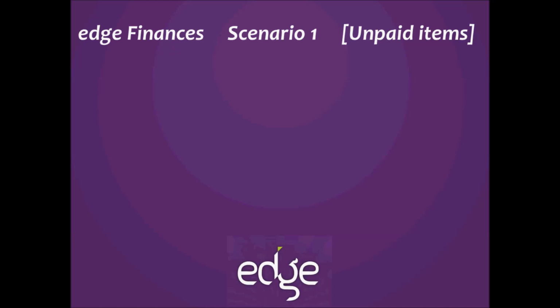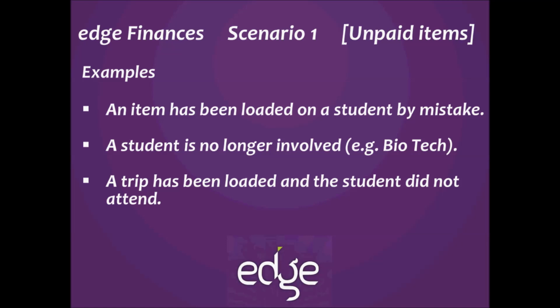A student may end up with an unpaid item on their file that needs reversing for a variety of reasons, such as an item has been loaded on a student by mistake, a student is no longer involved, for example in a biotechnology class, or a trip has been loaded and the student did not attend. We will first look at how to reverse the transaction and then what effect this has on various financial reports. Right, let's begin.